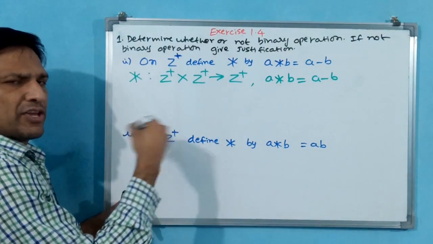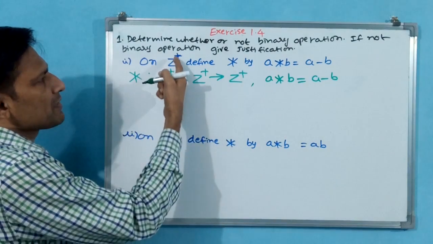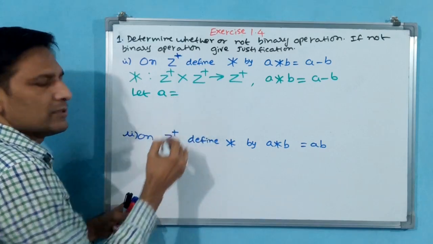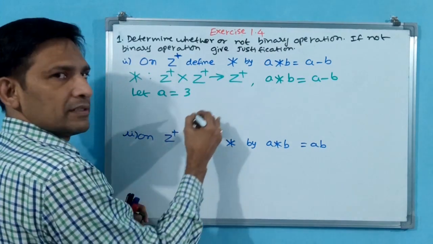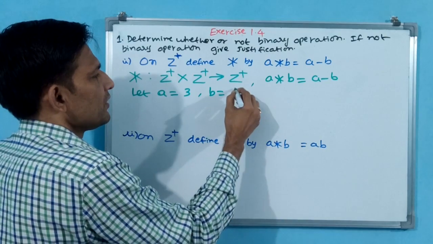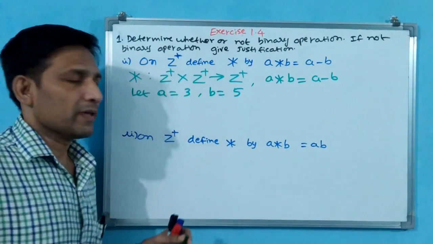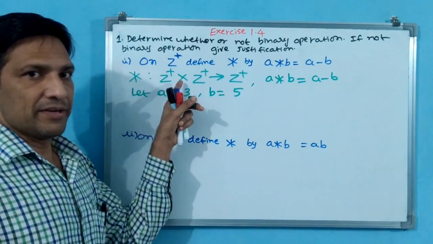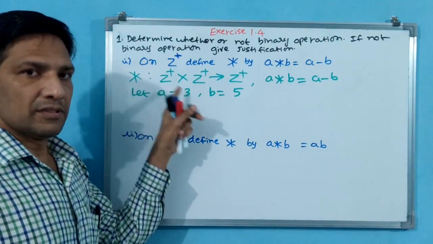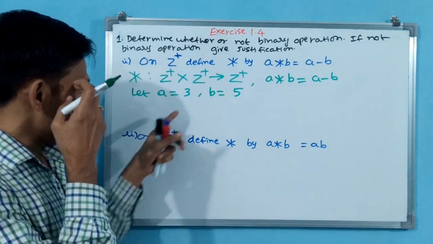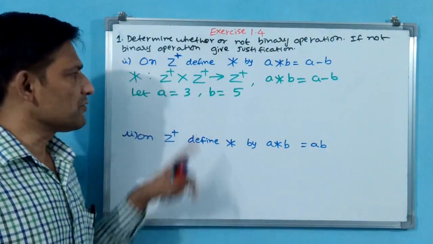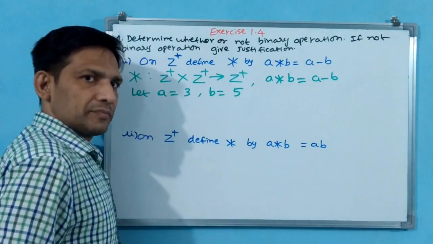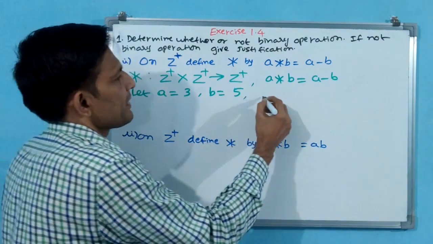Let A, B be some integers. Why? Because you have to take positive integers. Let A is equal to 3, B is equal to 5. Why? Because you cannot take negative numbers, since they have already given non-negative integers. That is why we have taken positive integers. You can even take 0 also, that is no problem. So 3 and 5.